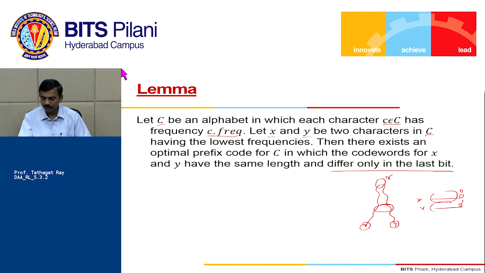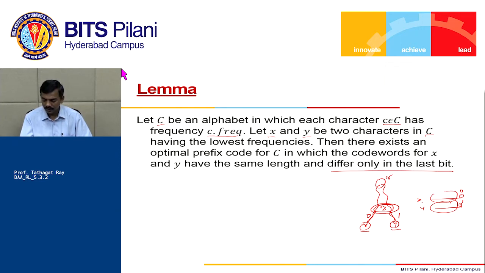Rest everything is the same. That means there will be such an optimal prefix tree. That means, not in any, but there exists some optimal prefix tree in which X is the least frequent character, Y is the second least frequent character, and I get a node Z such that X is the left child and Y is the right child. Because if that is the case, then you will get this substructure, right?